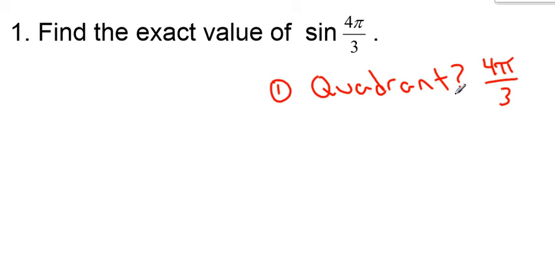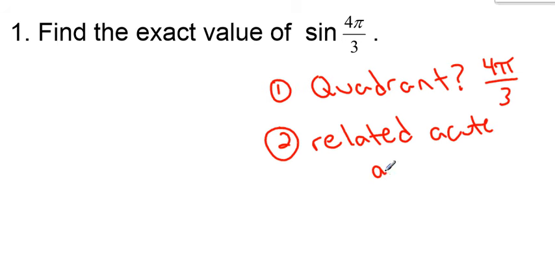Because if I know what quadrant I'm in, then I would know which trig ratios are positive and which ones are negative. And then the second question is that I need to find the related acute angle for 4 pi over 3, because the related acute angle has the same trig ratios as the given angle, except for the polarity is different, and the polarity comes from knowing the quadrant. So let's just do this question.